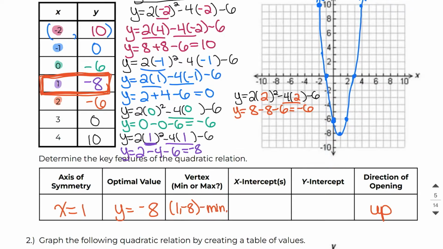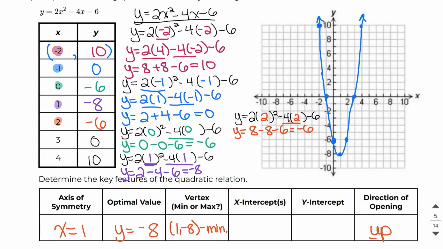But if you notice right here, it is symmetrical around this point right here, just like the graph is symmetrical around this point right here. So the -6 matches up with -6, 0 matches with 0, 10 matches with 10. And now I want to go back to the idea of the direction opening up. So if you remember on the previous page, we said that if A is positive, it should open up. And here our A value is 2, which is a positive value, which is why our parabola will always open up. If A is negative, it will open down.